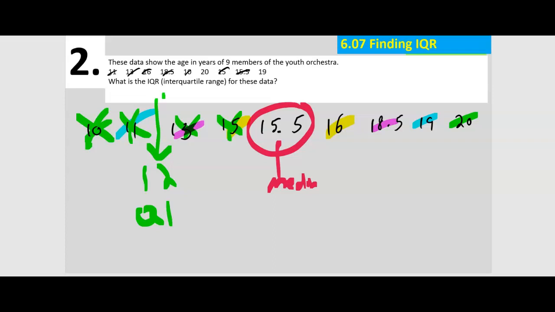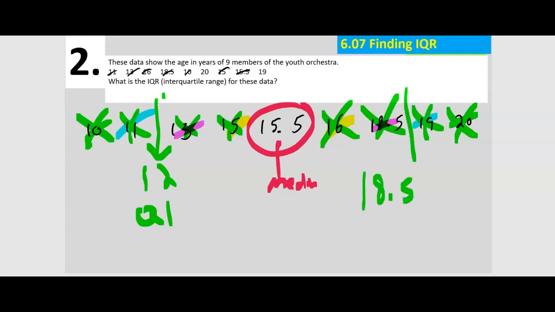All right, next, let's find the Q on the other side. Cross off this one and the 20. Cross off the 18.5 and the 19. Oh, it's in between here. So what's in between 18.5 and 19?